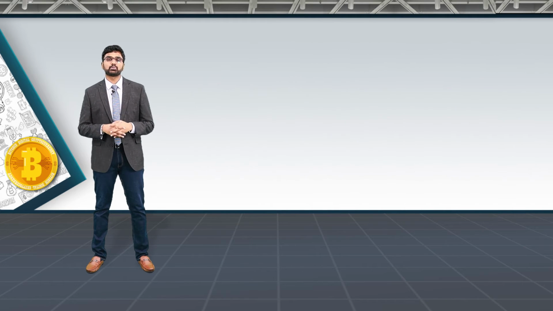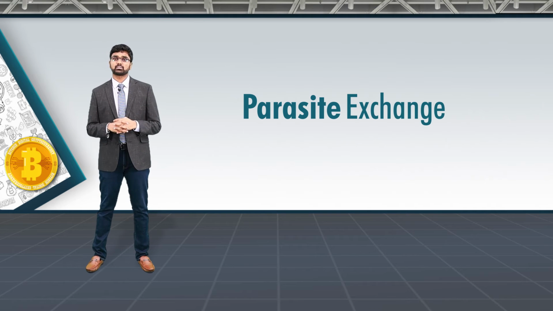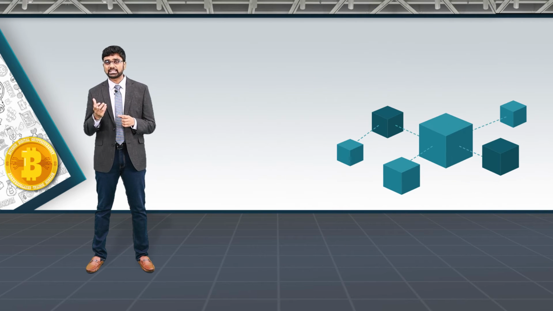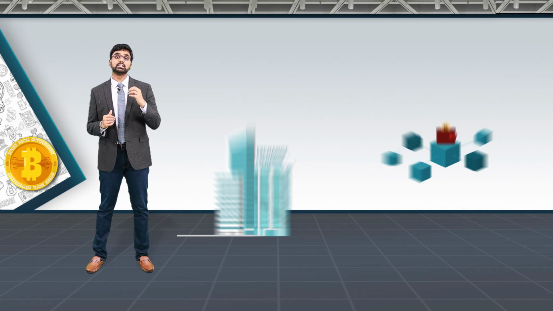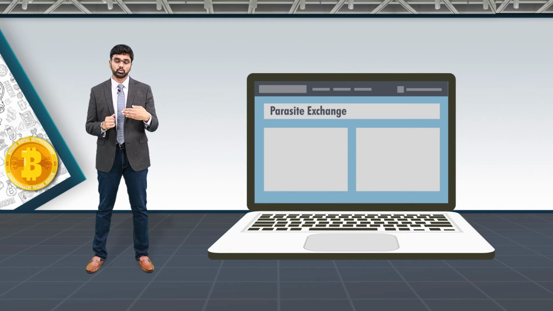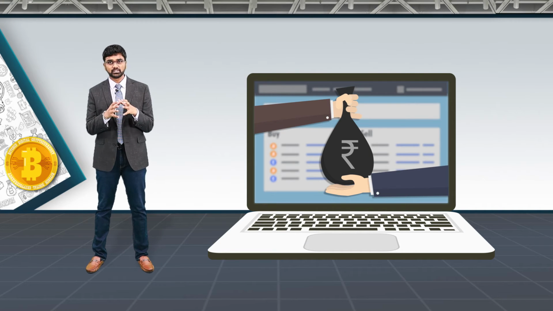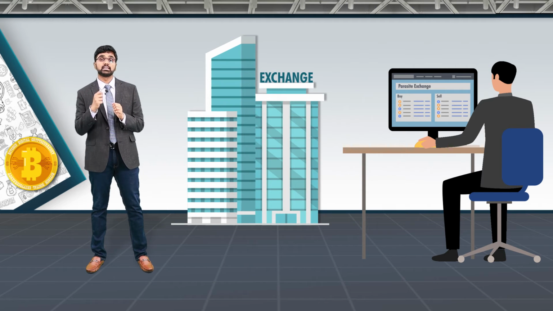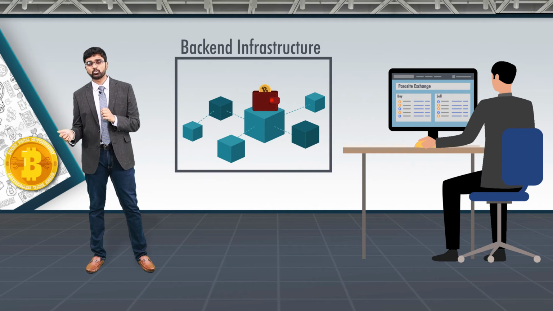Now coming to the next type of entity called parasite exchange. Parasite exchanges are very similar, in that they open an account on a regulated exchange such as, say, Binance, etc. and they use the backend infrastructure of this regulated exchange. Here, they open another website, another front end on their own where they perform all kinds of illegal, illicit activities. At the end of the day, the settling of these transactions happens on the regulated exchange because they have opened an account on that.